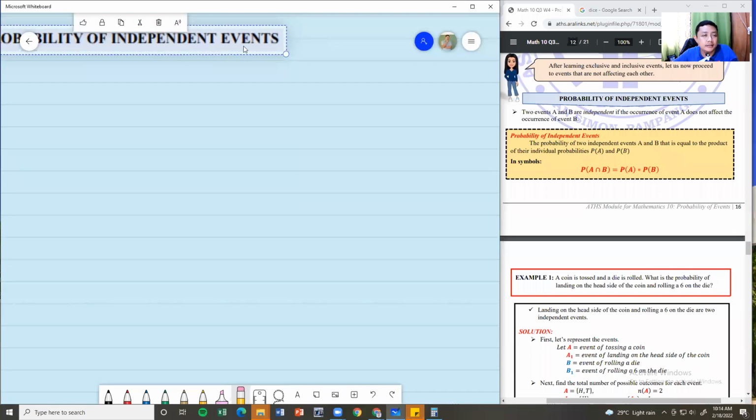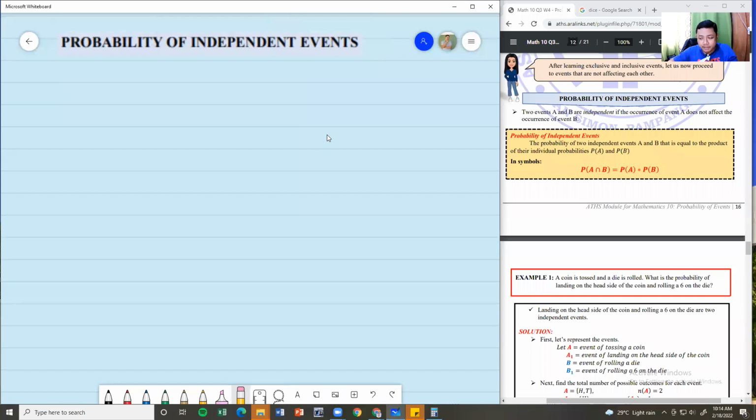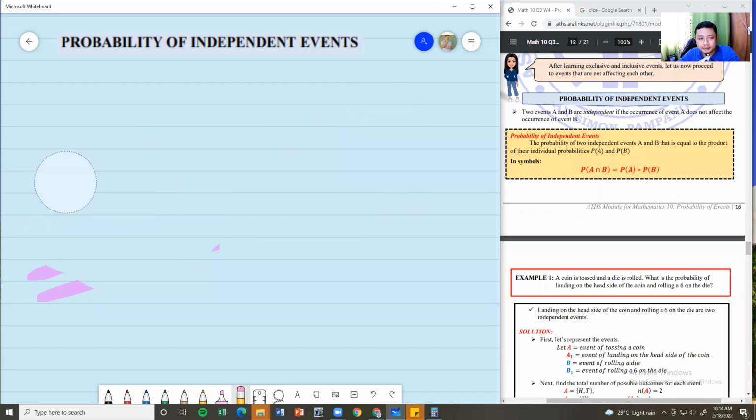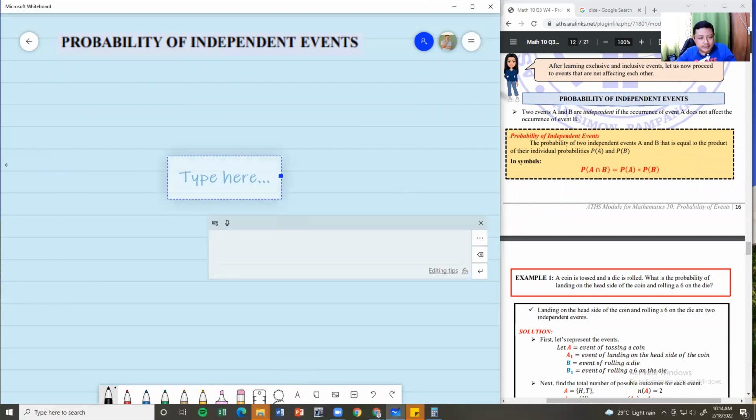Okay? And this time, we will be dealing with the word and. And of course, when you say and, the process is multiplication. Please take note of this. Okay? So, let's have this as our example. Ayan. So, this time, magkaiba na yung dalawang given natin. So, let's try this.